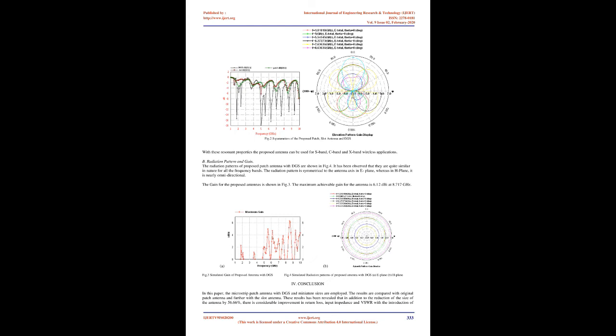However, there is a drastic improvement in the resonant properties, especially in terms of return loss of the antenna, when an H-shaped defect has been introduced in the ground plane of the proposed antenna structure. Table I. Comparison of resonant performance characteristics. Structure, resonant frequency in GHz, return loss in dB, VSWR, input impedance in ohms. Fig.2. S parameters of the proposed patch, slot antenna, and DGS. With these resonant properties, the proposed antenna can be used for S-band, C-band, and X-band wireless applications.